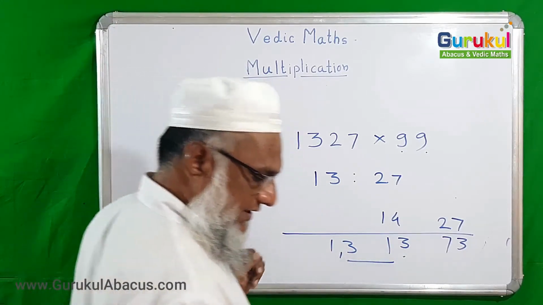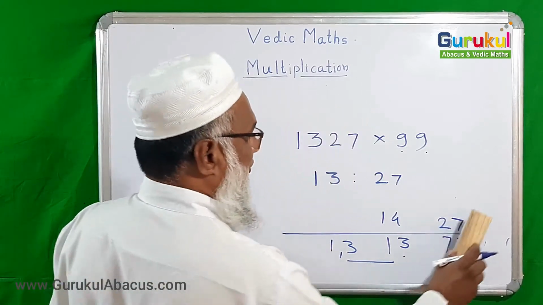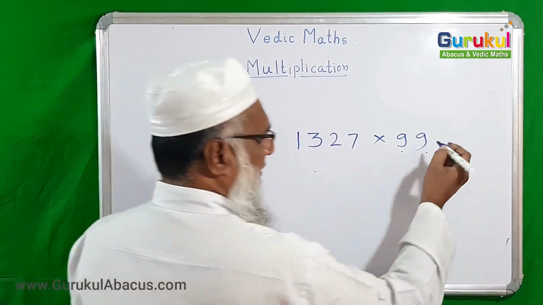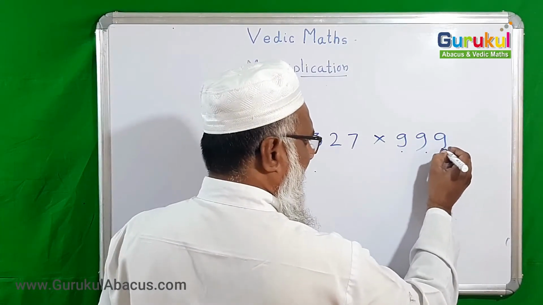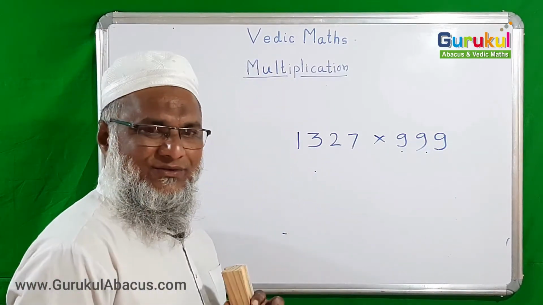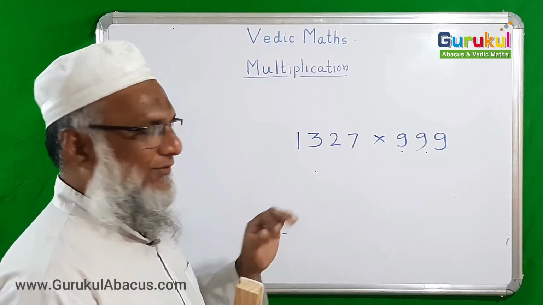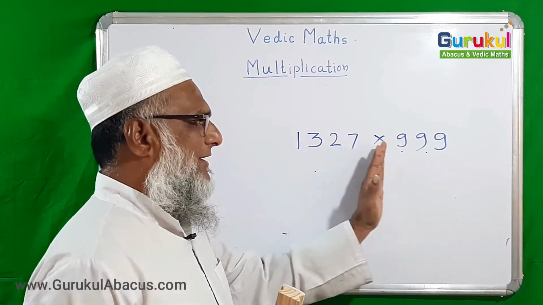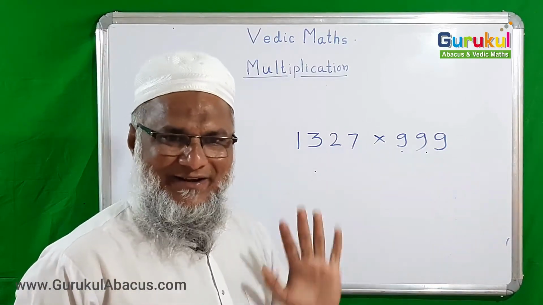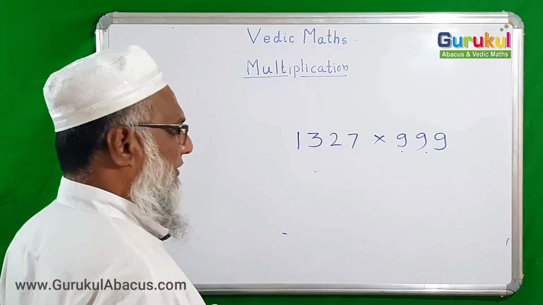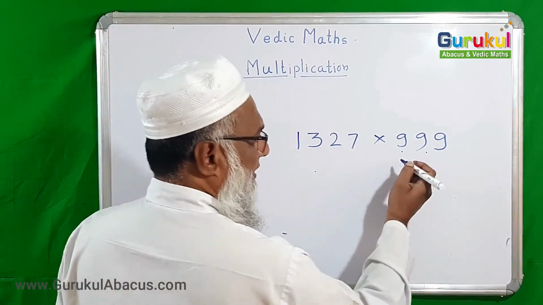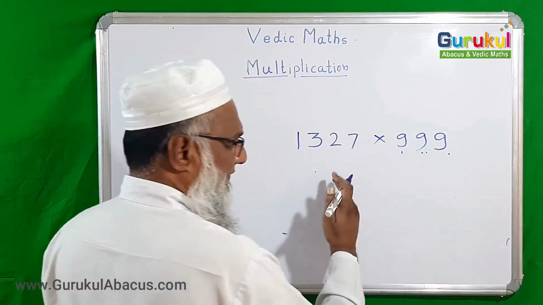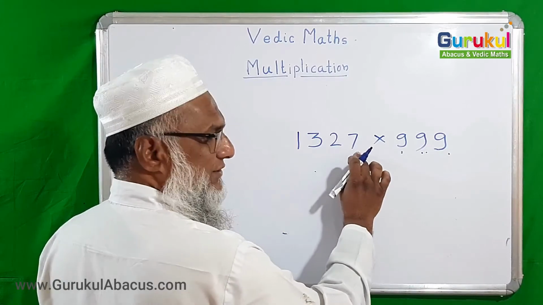Okay, one more example now we are going to solve. Suppose the example is the same, but only we are multiplying it with a 3 digit greatest number. Now for us the example is 1327 multiplied by 999. Okay, according to our rule, the greatest number has 3 digits, so after the colon we should keep 3 digits from the number.